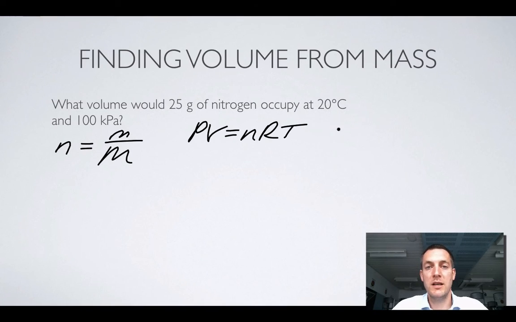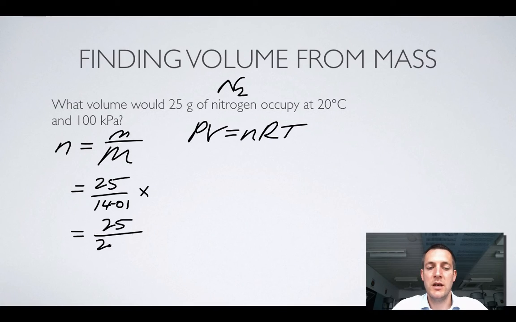Now, a common mistake here would be to say that the number of moles is equal to 25 over 14.01. That would be wrong because that would be treating nitrogen as if its formula was N, but its formula is N2. So in actual fact this equals 25 over 28.02. I plug those numbers in and I find that that's 0.892 moles. And now I can put that number into my formula.